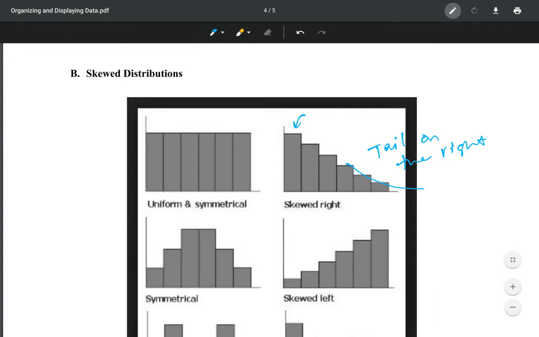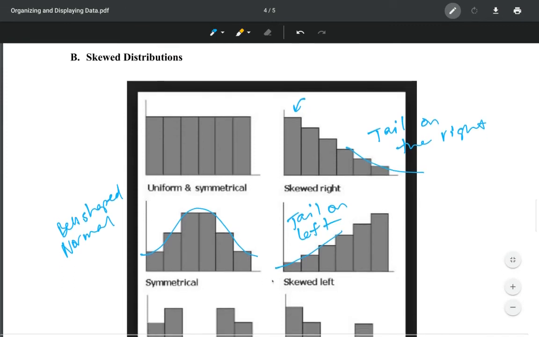The next one is symmetrical. You might think of this as the bell-shaped curve, also called a normal curve. We're going to work with that guy a lot. This one is left skewed, again because I've got a tail, but this time the tail is on the left. We're going to be working with those four primarily.